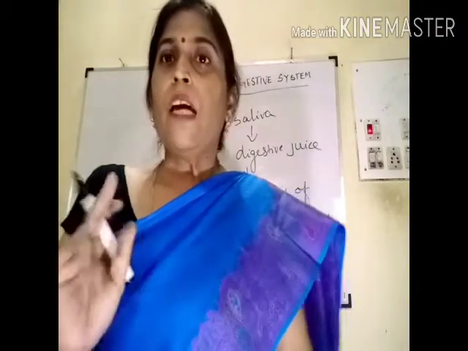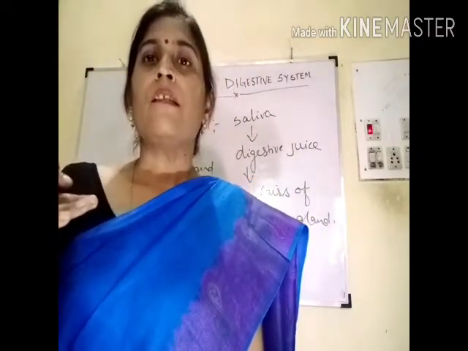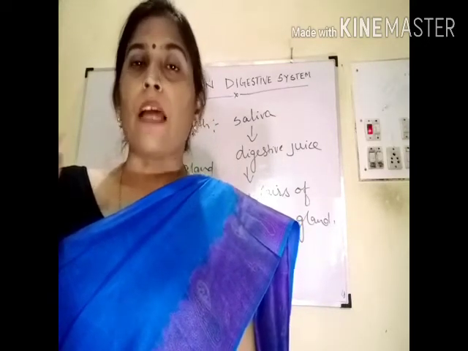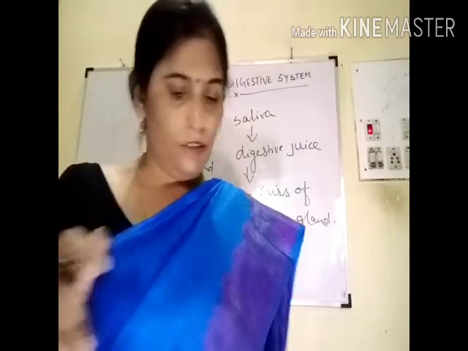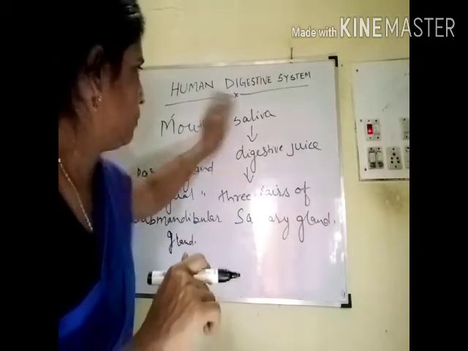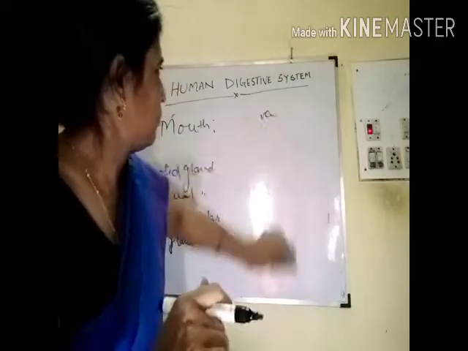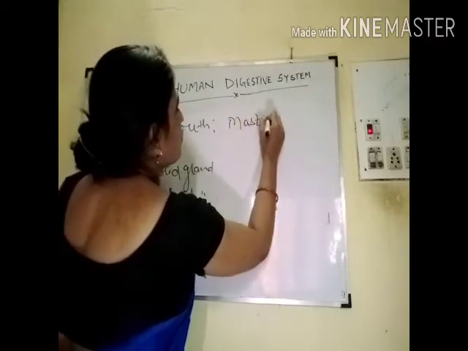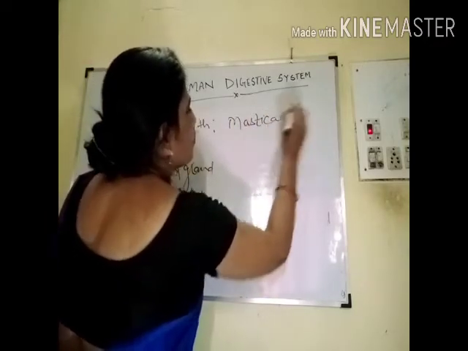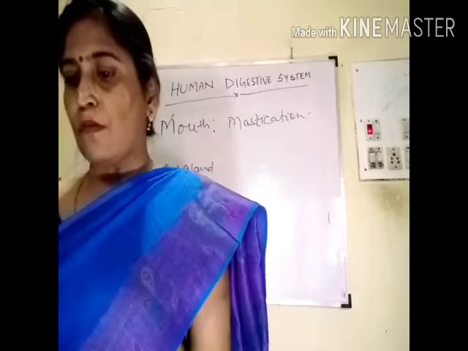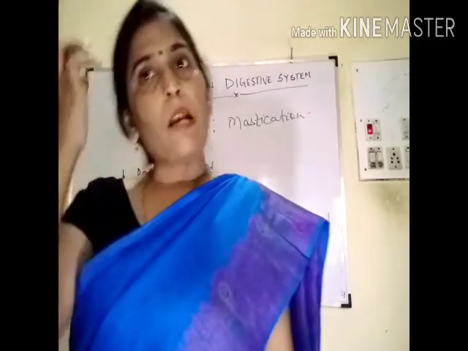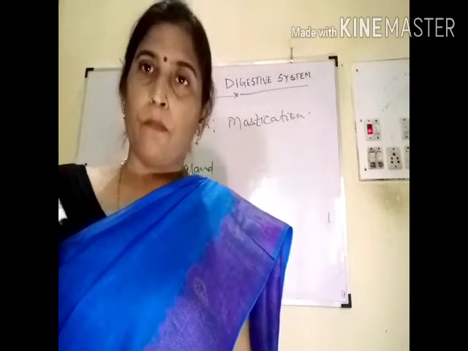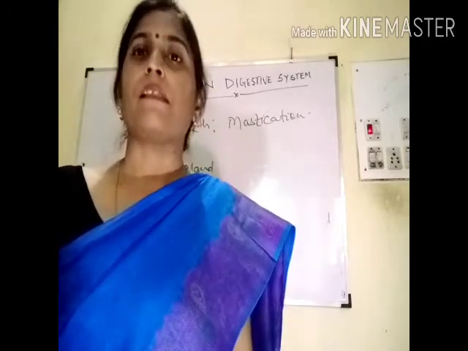Now, with the help of teeth, our food is broken down into simple soluble form, and this process is called the mastication process. So what is mastication? Breaking down of food with the help of teeth into smaller parts is called mastication.